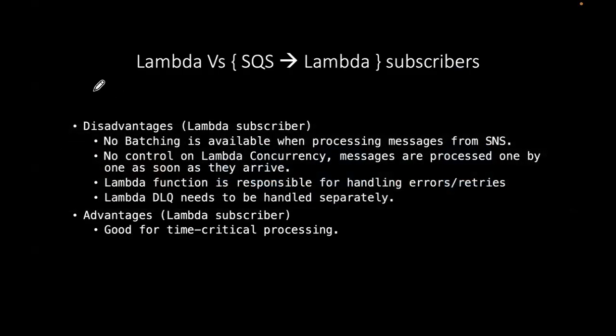So I did mention this way back when I started talking about SNS. I was saying that you can have a Lambda that is a direct subscriber, or your Lambda may actually be just a consumer of a queue where the queue is the subscriber. And so why would you choose one over the other? And that's what I'm kind of elaborating on here. So I'm giving you, first of all, the disadvantages of having a Lambda which is a direct subscriber.